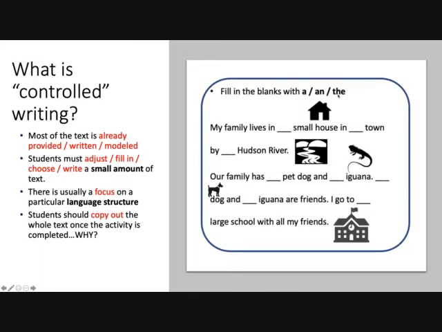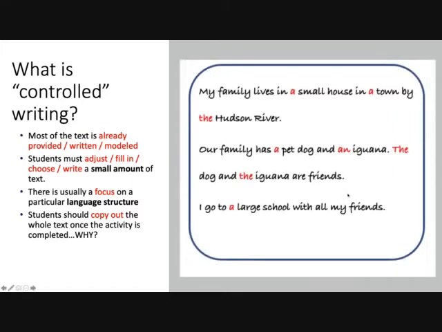And once they've finished writing the a, an, or the in the blanks, they should write the whole text out again on their own. So it should look like this. My family lives in a small house in a town by the Hudson River. Why do they need to do this? Well, especially if they're learning a new structure, it's a great way of understanding how the structure fits in with the whole syntax of the sentence. So how does this small piece of the puzzle fit into the larger image?